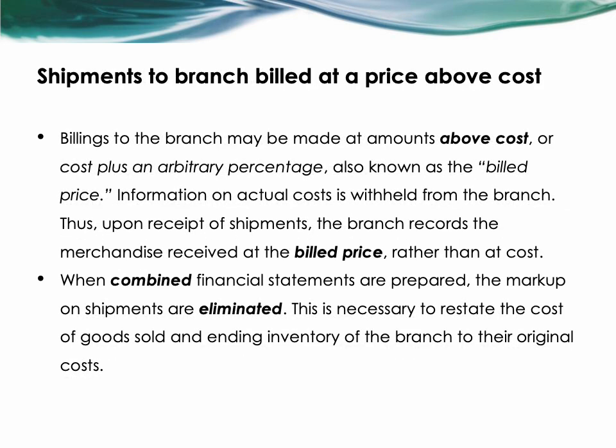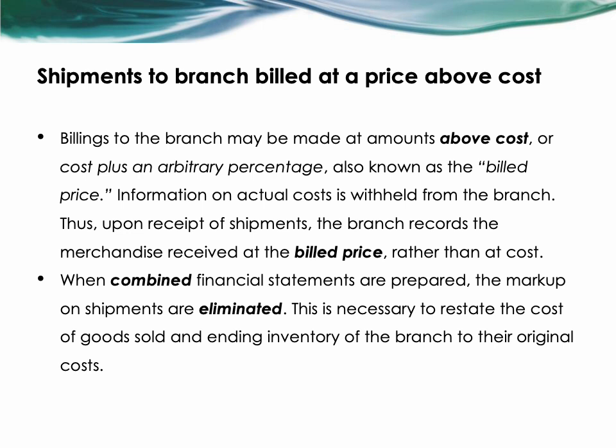Now we have shipments to branch billed above cost. So this is perhaps the most advanced topic in branch accounting. Often, the home office will bill shipments to the branch at an amount above cost, sometimes called the billed price. So why do they do this? They do this usually to prevent the branch manager from knowing the true cost of the goods, thus controlling profit information. So what happens? Upon receipt, the branch records the merchandise at the billed price rather than at cost because they don't know the actual cost.